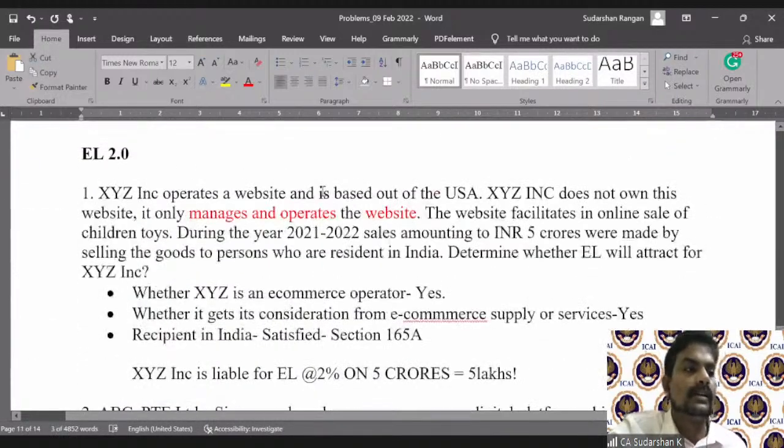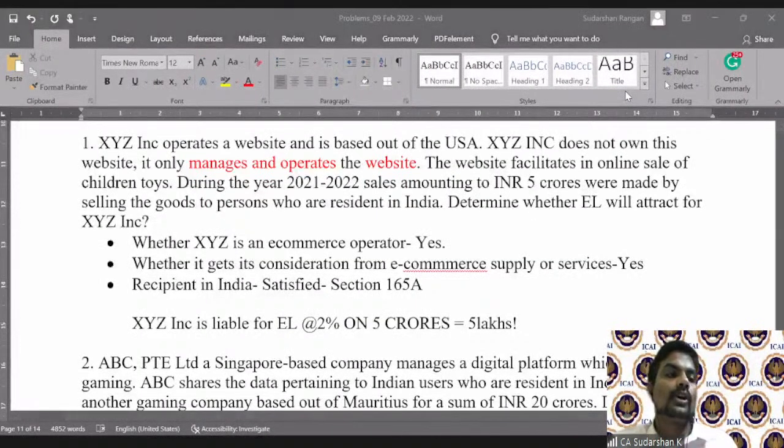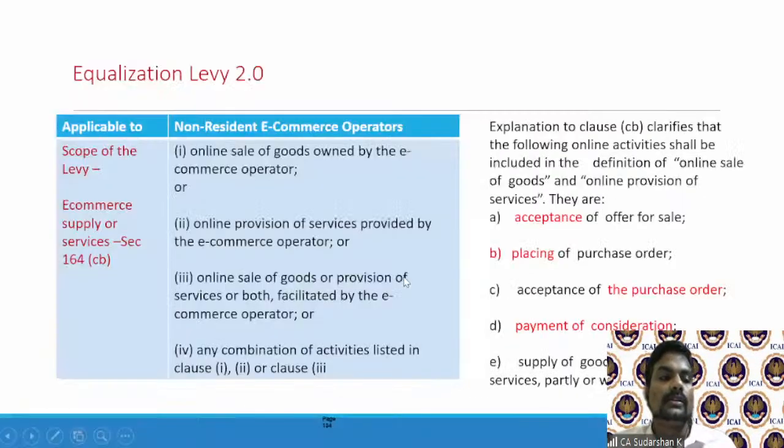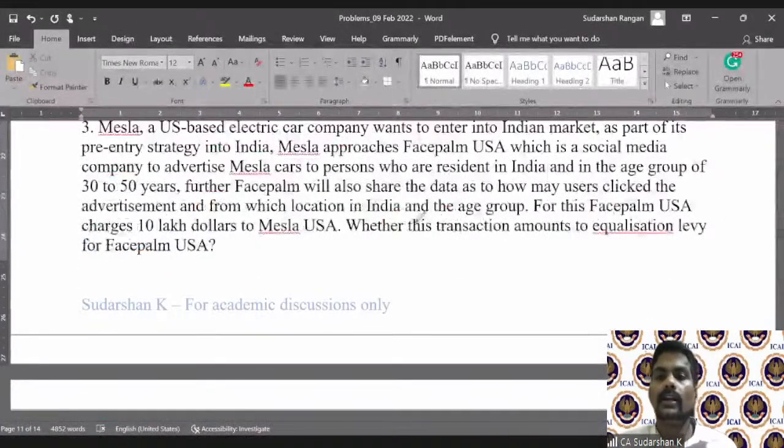So let's go to question number 1. This is nothing but a plain vanilla online sale of goods, children toys, to persons who are resident in India. The amount is INR 1 crore instead of 5 crores. Now, one exception you have in equalization levy is if the sales turnover or gross receipt is less than 2 crores. If it is less than 2 crores, then no equalization levy. Equalization levy is exempted up to INR 2 crores. So up to INR 2 crores, equalization levy is exempted. I don't need to worry about equalization levy.